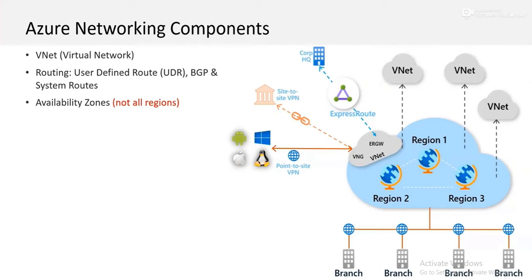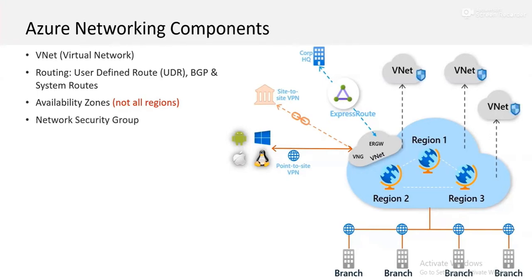Another component, similar to other clouds, Azure has the concept of availability zones, right? These are multiple zones within the same region that can be used for redundancy. Key difference, though, is in Azure, not all regions have availability zones. So you have to be very conscious as a customer when you're selecting your regions within Azure to see whether or not that region supports availability zones.